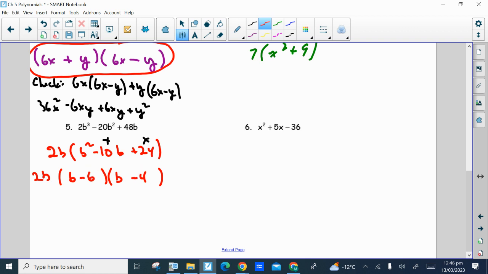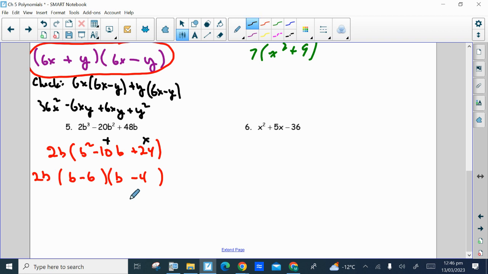12 and 2 will not work. Their signs have to be the same to get a positive 24. And if you use a negative 2 and a negative 12, they add to get negative 14, not negative 10. You must use negative 6 and negative 4. They multiply to get positive 24, and they add to get negative 10.